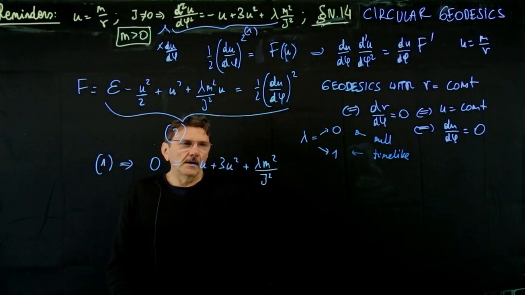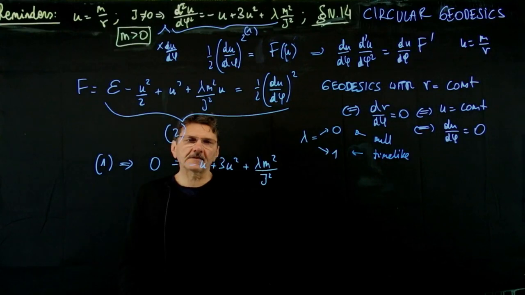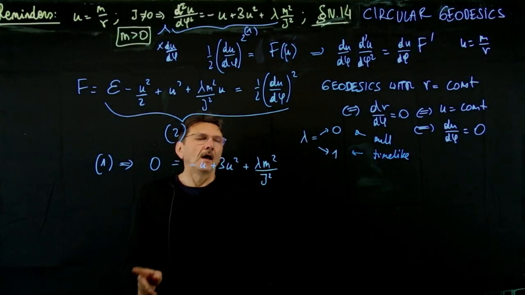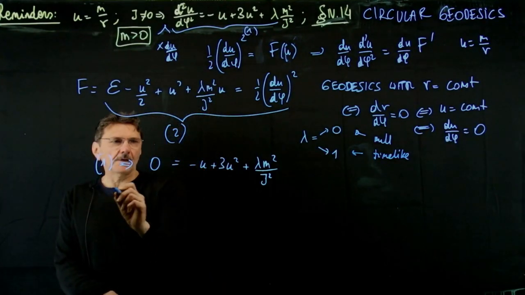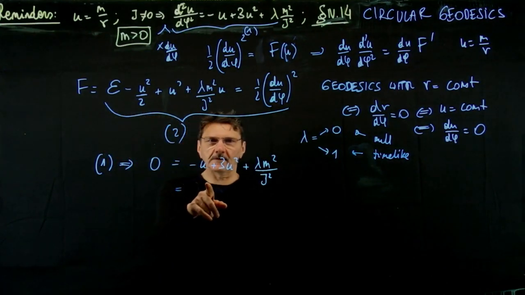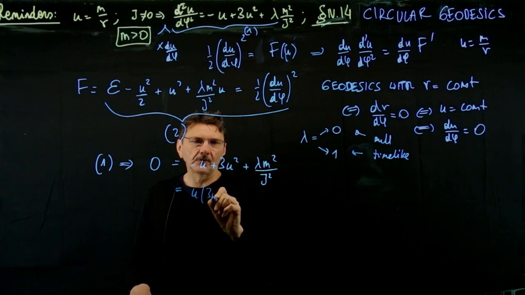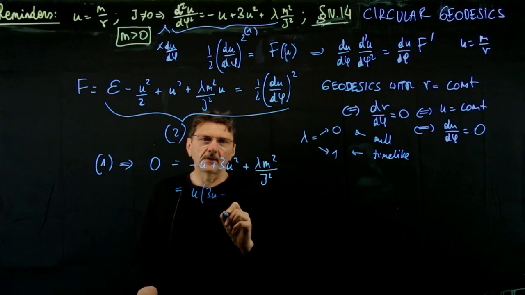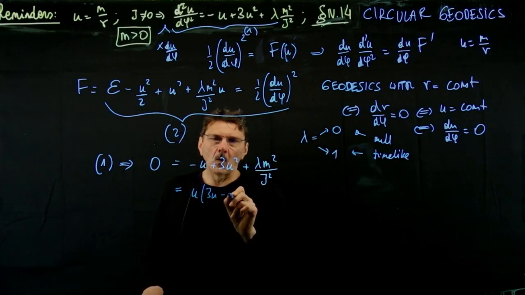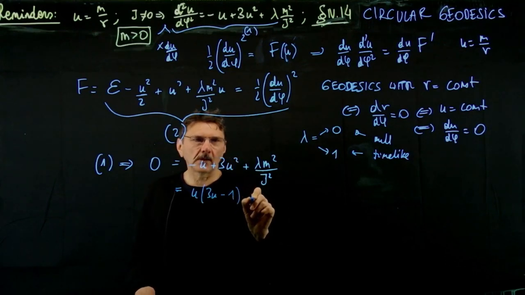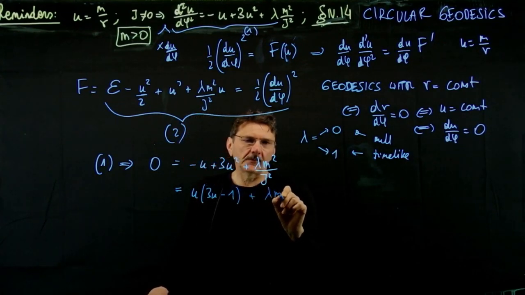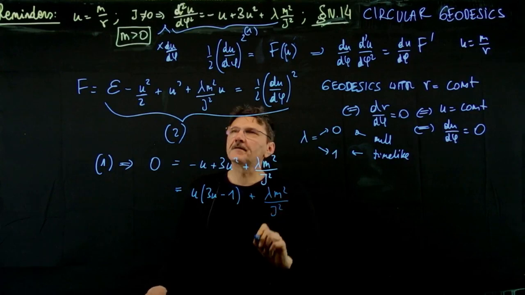So somehow it should be clear that this has a sign or something like that. If we are in the region, so let's see. So this is, if I factor out u, I get 3u minus 1 plus lambda m square over j square. So that's one equation.